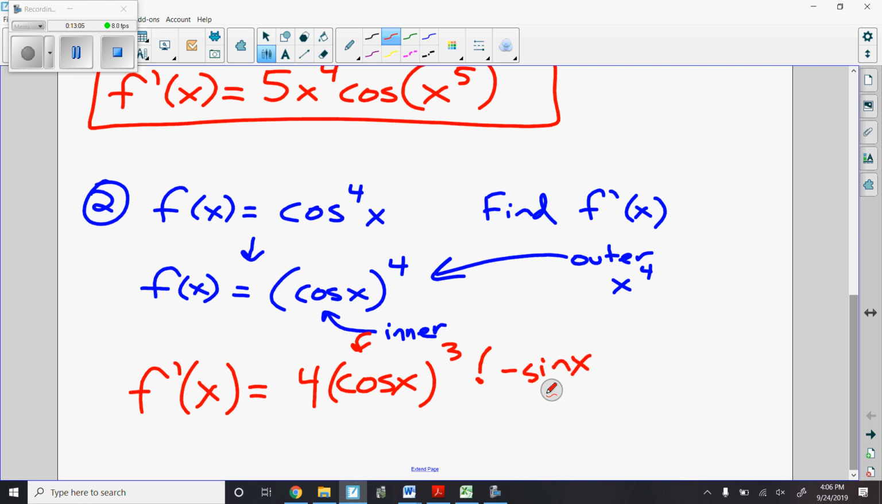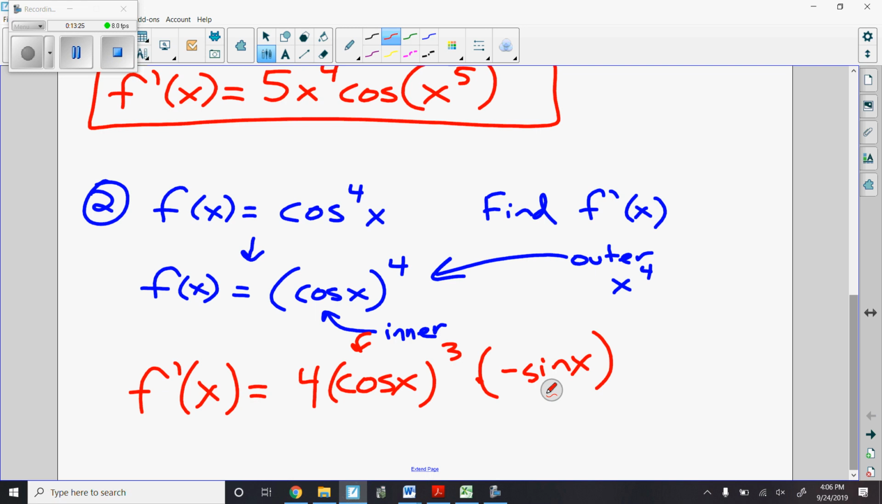And again, I like to write that with parentheses, so I can clearly see in my work that this is multiplication and not subtraction. Okay. And that is my derivative. That's the derivative of the outside with respect to the inside times the derivative of the inside.